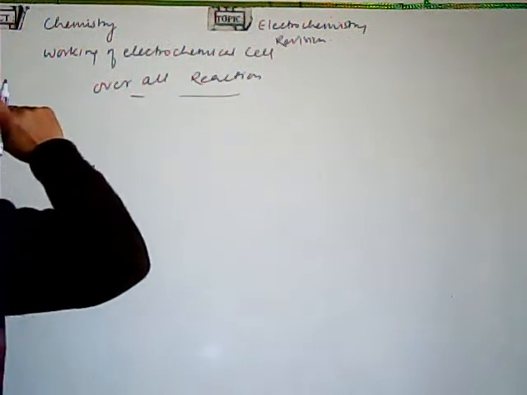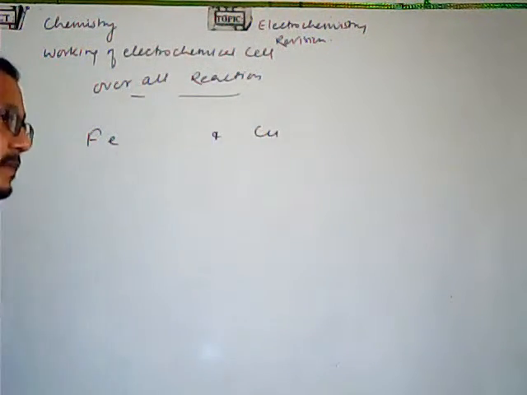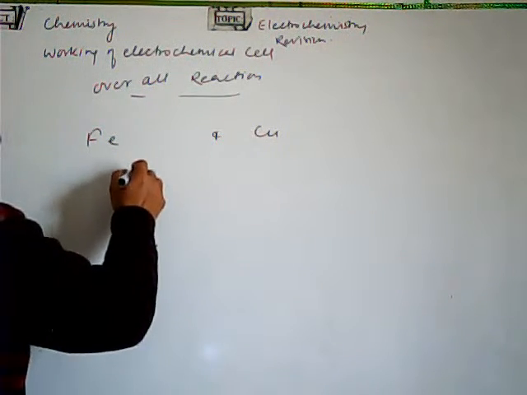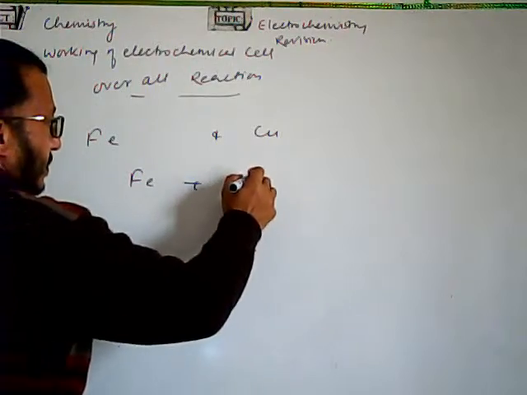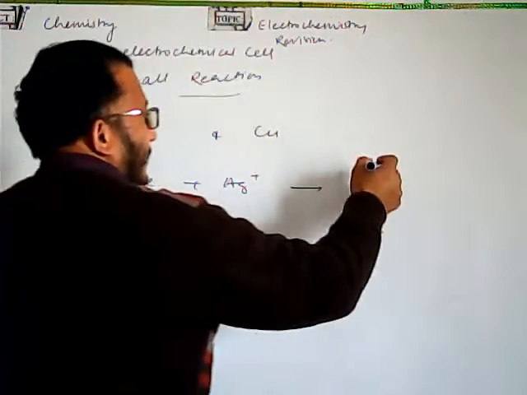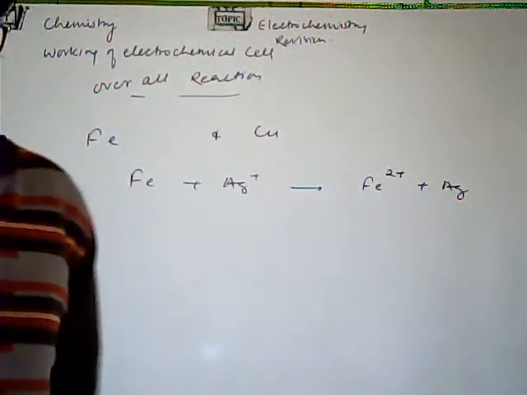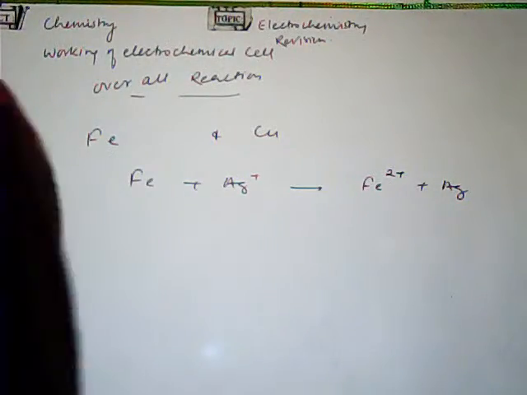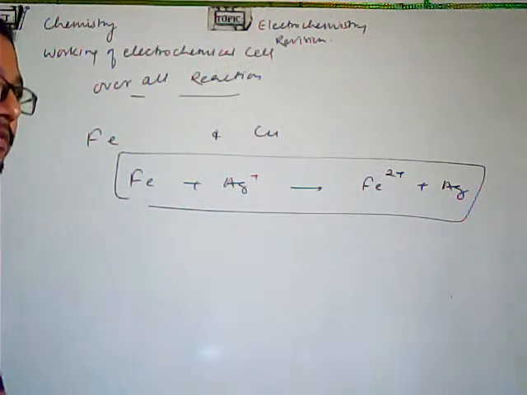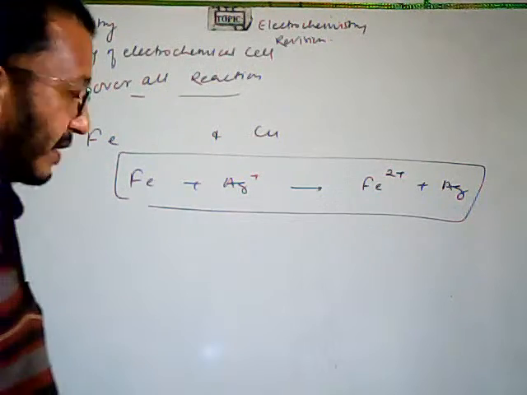Let us suppose you have to construct a cell between iron and copper. Now let us suppose the cell reaction is Fe plus Ag plus giving Fe 2 plus and Ag. This is the reaction given. Based on this, you have to give the cell representation, or how will you construct the electrochemical cell or the galvanic cell from here.